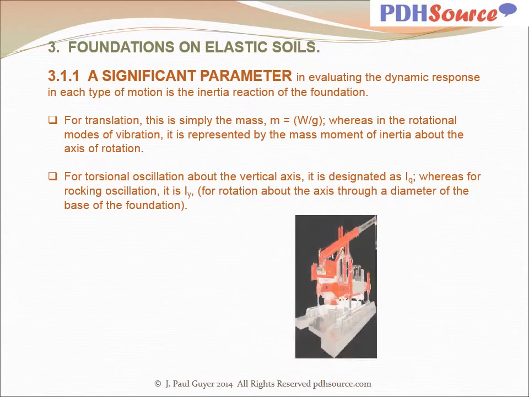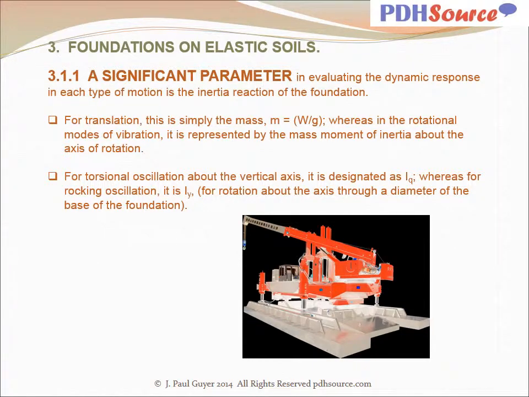A significant parameter in evaluating the dynamic response in each type of motion is the inertial reaction of the foundation. For translation, this is simply the mass, m equals W divided by g, whereas in the rotational modes of vibration it is represented by the mass moment of inertia about the axis of rotation. For torsional oscillation about the vertical axis it is designated as I sub z, whereas for rocking oscillation it is I sub y, for rotation about the axis through a diameter of the base of the foundation.